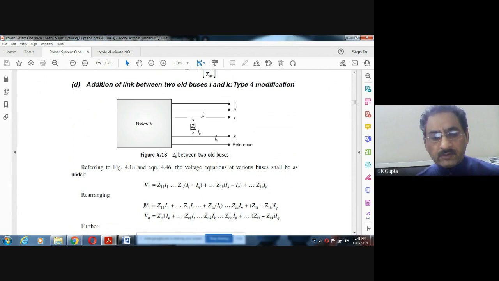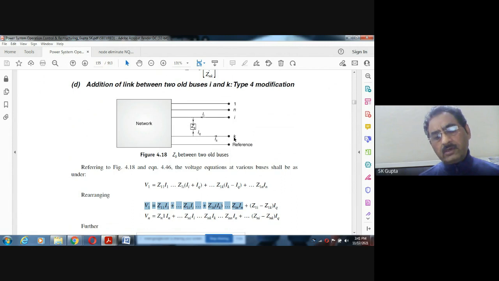Which means V1 was already here. In the old bus, V1 was this, and now this additional term has come, because the current is reducing in the kth bus and adding in the ith bus. So this is the modification of the first bus, similarly of the second bus, third bus and nth bus. These equations will change. In addition to that, one additional equation will come here.